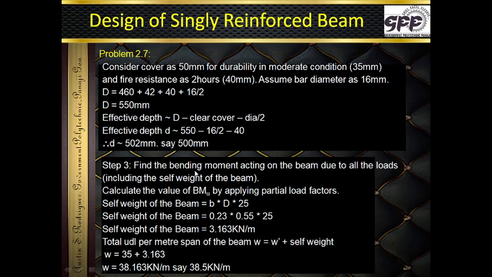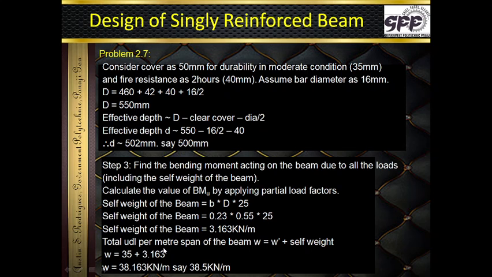In the next step, find the bending moment acting on the beam due to all the loads, including the self weight of the beam. Now calculate the value of BMU by applying partial load factors. Self weight of the beam would be B into overall depth into 25. So it is 0.23 into 0.55 into 25. Self weight of the beam comes to 3.163 kilonewton per meter.